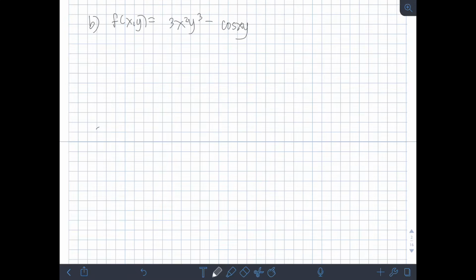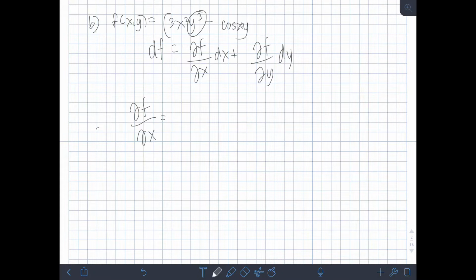Okay? Next, for letter B naman, we have f of x, y is equal to 3x squared y cubed minus cos xy. Okay, so total differential of f is also equal to partial derivative of f with respect to x dx plus partial derivative of f with respect to y dy. So, hanapin uli natin itong partial derivative of f with respect to x. So, we have itong 3x squared y cubed. So, itong y cubed constant, tsaka 3. So, igigilid lang natin. And then itong x squared, differentiate natin, magiging 2x.